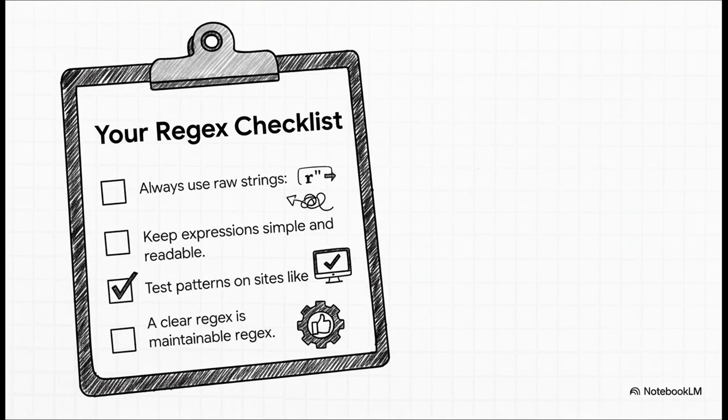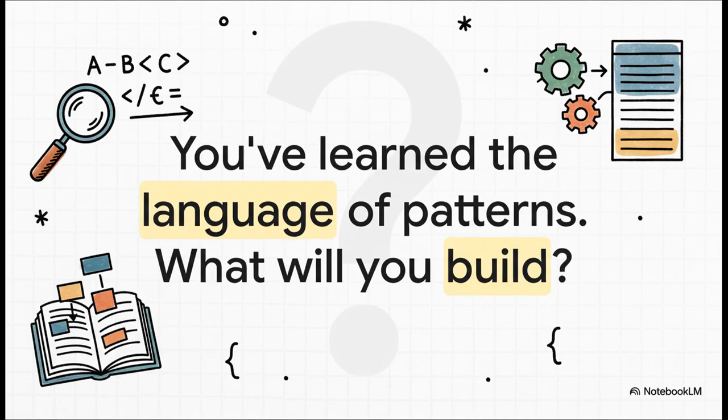So here's your final checklist. Number 1, always use raw strings, that little r before the quotes. 2, keep it simple. A readable pattern is better than a clever, complicated one. 3, test your patterns online. A site like regex101.com is an absolute game changer. And finally, remember that you or someone else might have to read this code in 6 months. Make it understandable.